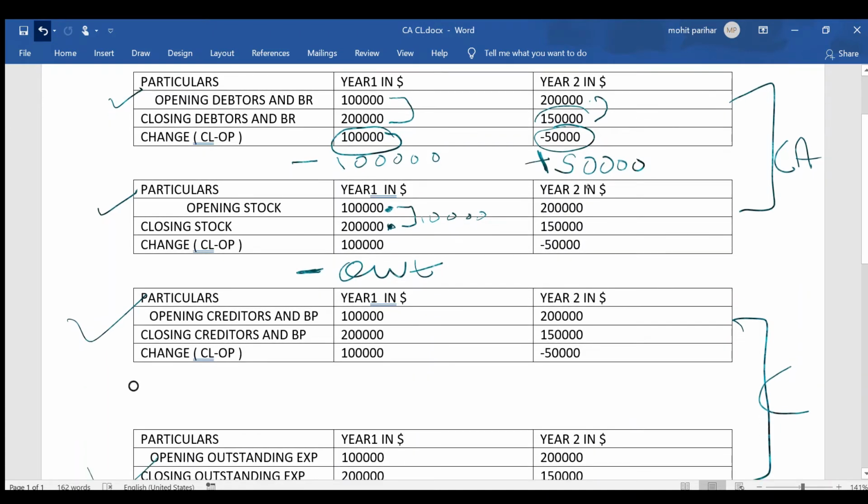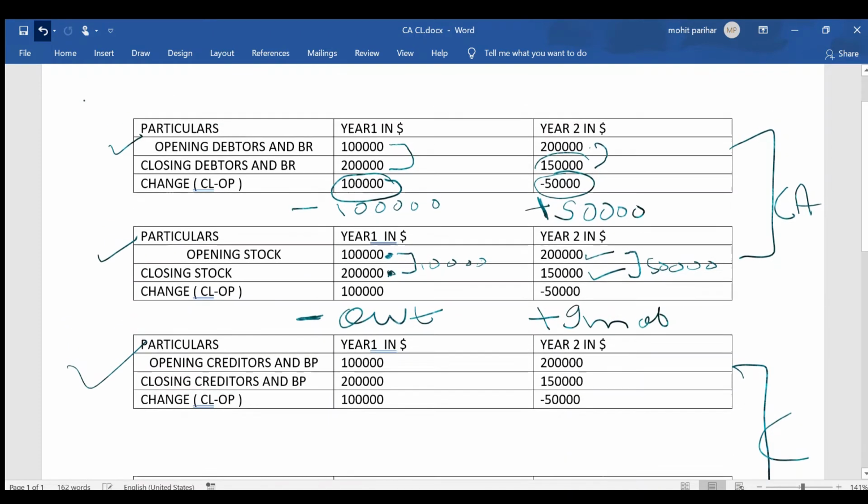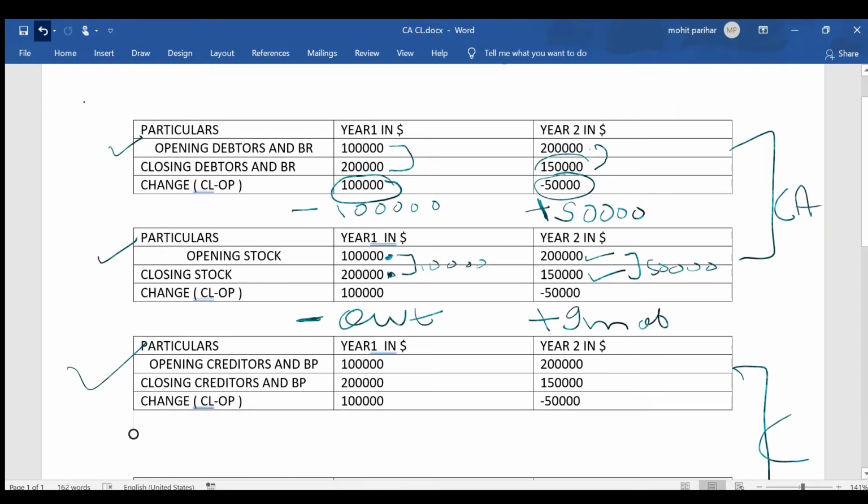And in year two, you can see that the balance of opening stock is $2 lakh, and the balance of closing stock is $1,50,000. This means the amount of stock is reduced by $50,000, and therefore you have paid $50,000 less this year, and there is a cash inflow. As you can see in both the current assets, whenever there is an increase in current assets, there is a cash outflow, and whenever there is a decrease in current assets, there is a cash inflow.